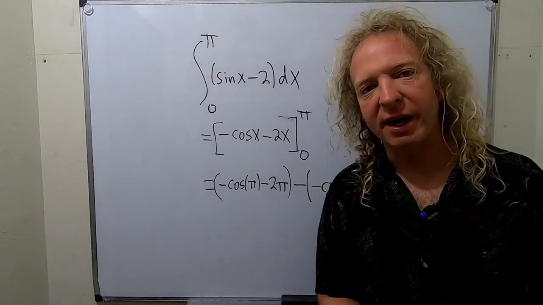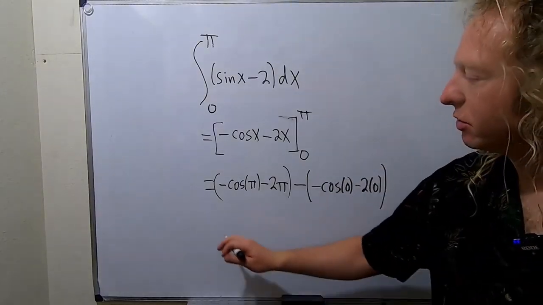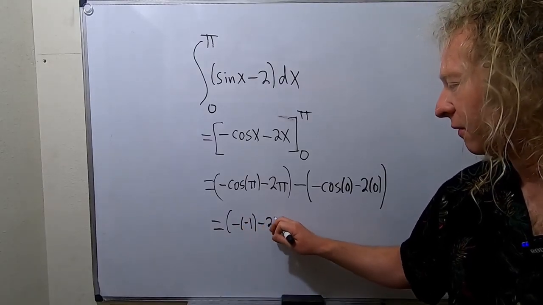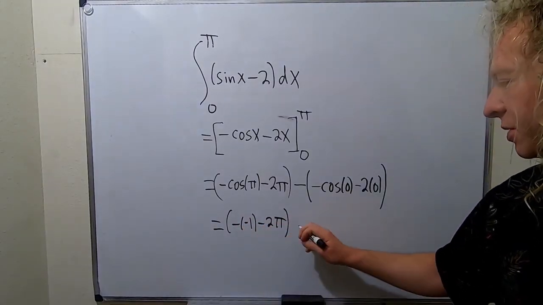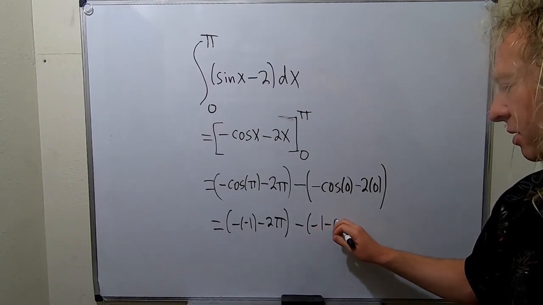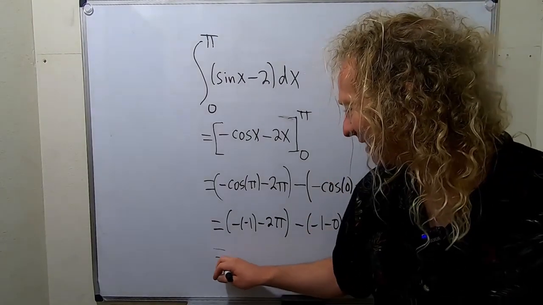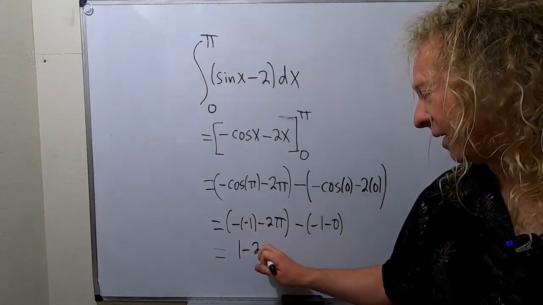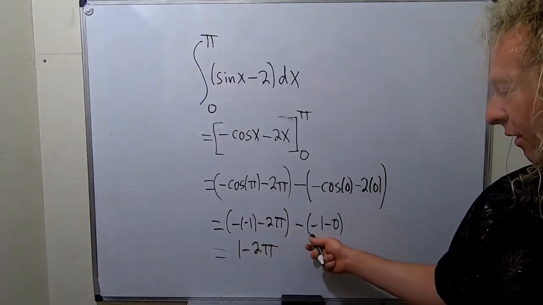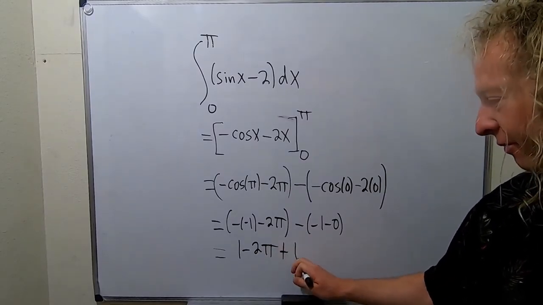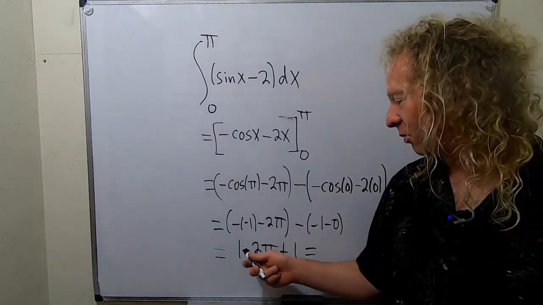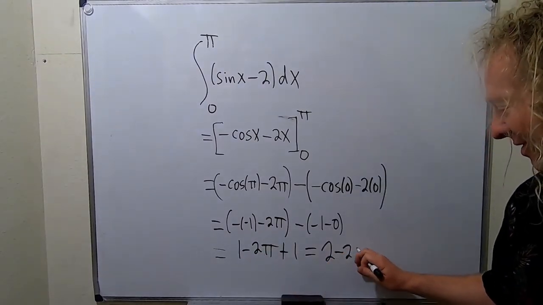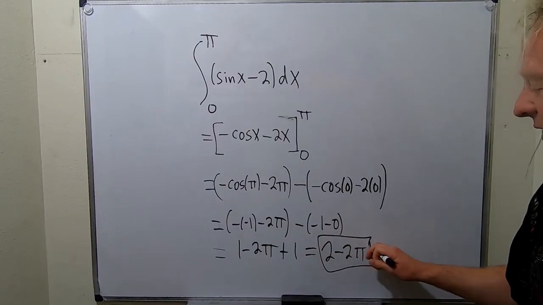Okay, cosine of pi is negative 1. So this is going to be negative negative 1 minus 2 pi. Cosine of 0 was 1, so this is minus negative 1 minus 0. I'm showing every single step. It's kind of fun. This is 1, right? This is 1 minus 2 pi. Plus 1. And let's not mess up here. 1 plus 1 is 2. 2 minus 2 pi. And that is the final answer.